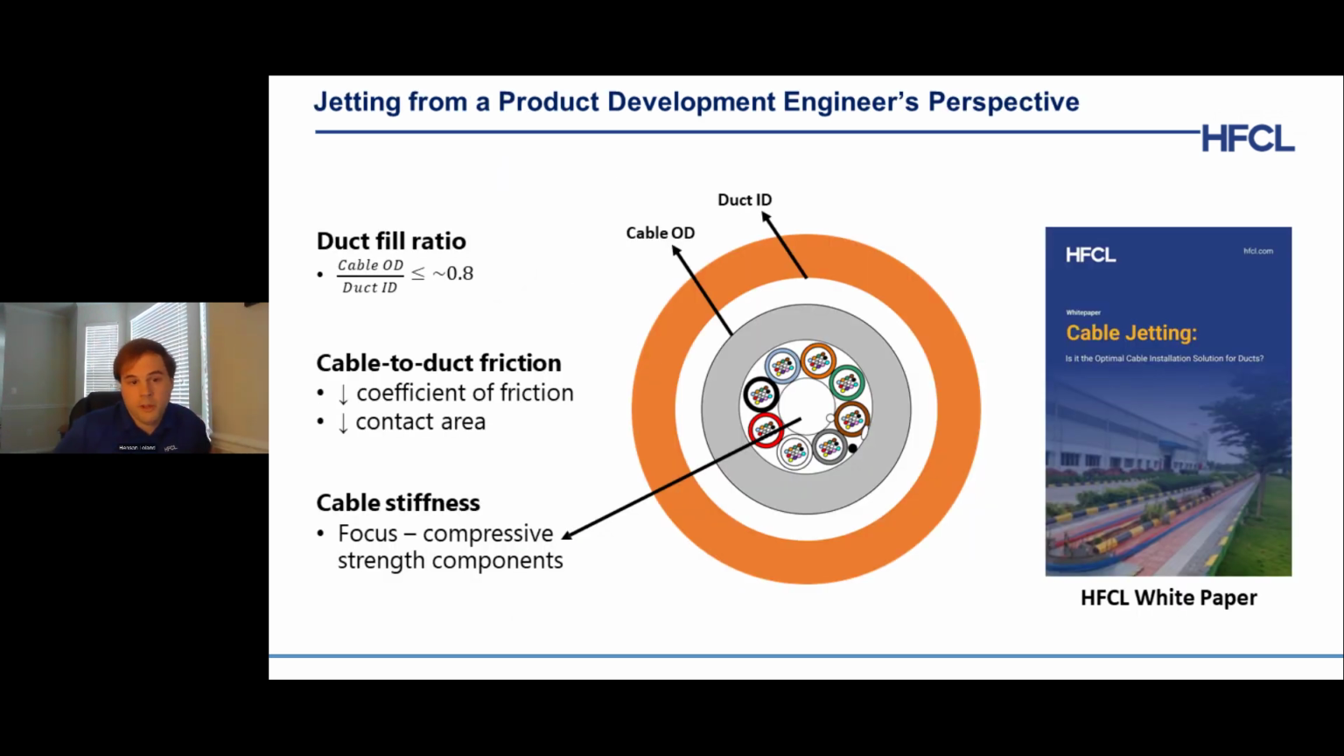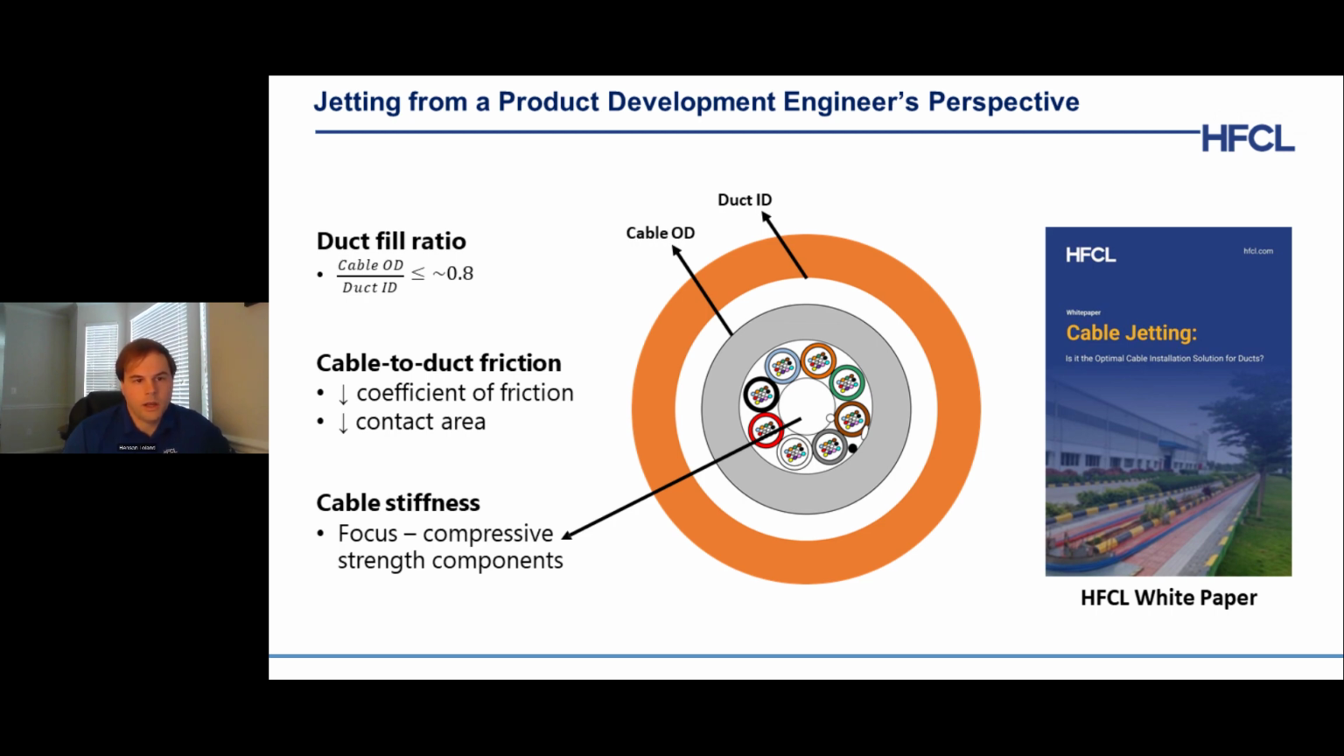So as a product development engineer, what do I look for in terms of developing new cable designs? So to start us off, you have the cross-sectional view of a cable in the middle, as well as the orange, which is the duct itself. And you do have a little bit of a gap here to allow for pressurized air to help with the forward movement of the cable itself.